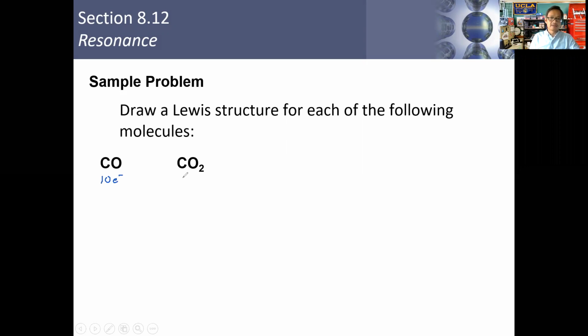For carbon dioxide, we have to account for 16 valence electrons in our structure. Again, carbon is going to be the center atom. A double bond forms between carbon and each oxygen, and each oxygen holds on to its lone pairs, with no coordinate covalent bonds here. If you draw these out, each atom contributes 2 electrons in each one of these double bonds. So there is your structure for carbon dioxide, 16 electrons accounted for in this structure. All right, let's take a look at another one.